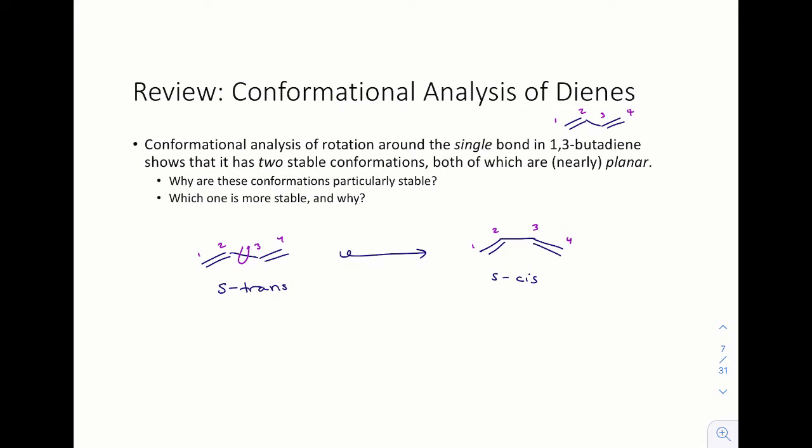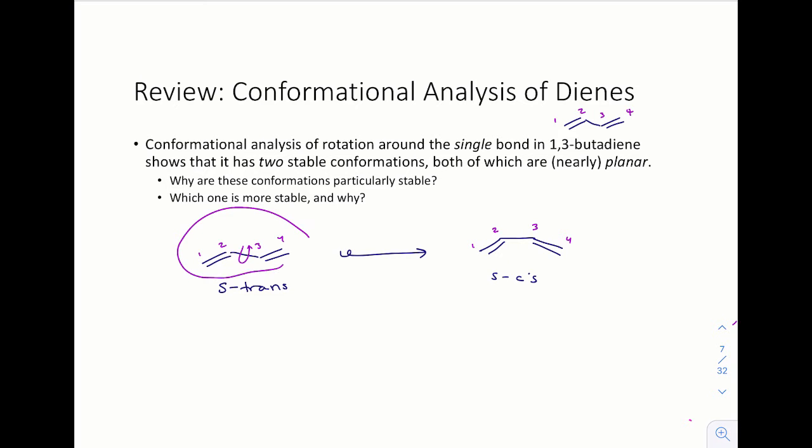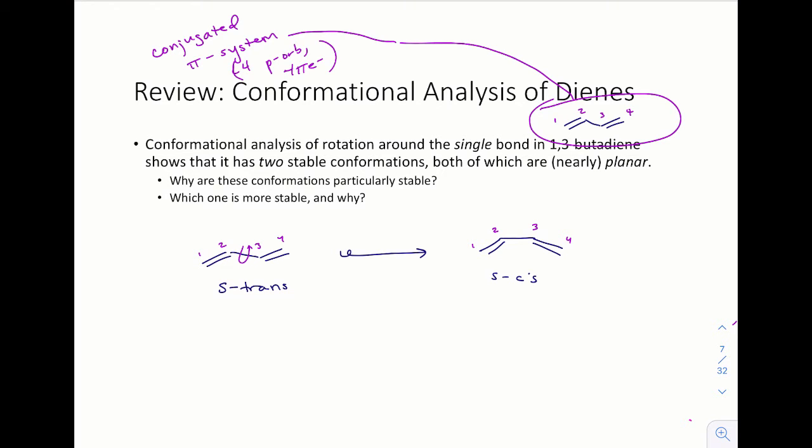The two particularly stable conformations of 1,3-butadiene are known as the s-trans and s-cis conformations and can be interconverted by bond rotation around the carbon 2,3 bond. We, of course, know that butadiene is actually a conjugated pi system, and that there's even some double bond character between carbons 2 and 3 because they're involved in the conjugated pi system that spans all four atoms.